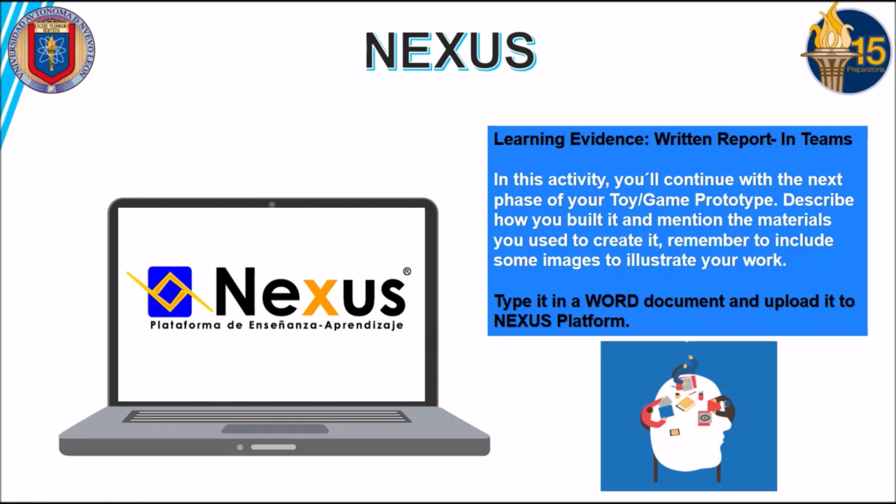The last part that it's very important for you to work with is the Nexus evidence. It's a written report. You're gonna do it in teams. In this activity, you will continue with the next phase of your toy or game prototype. So you need to build it. You need to describe how you build it and mention the materials you use to create it. Just remember to include some images to illustrate the work. So meanwhile you're working on that, you need to be taking photos because you're going to use them in this one. Type it in a Word document and you're going to upload it to Nexus platform.